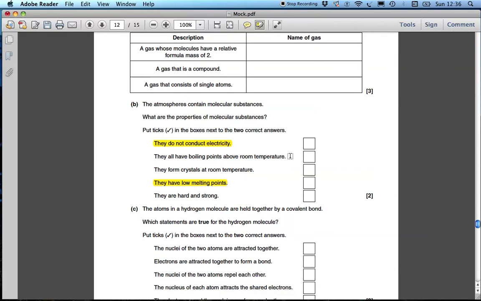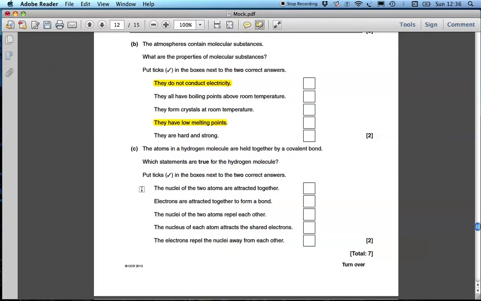Their boiling points are all below room temperature, so they have low boiling points. They're not hard or strong because they are gases, and they're molecular substances. The atoms in a hydrogen molecule are held together by a covalent bond, which is true. So for these statements, we'll go through and explain why they are or are not true.